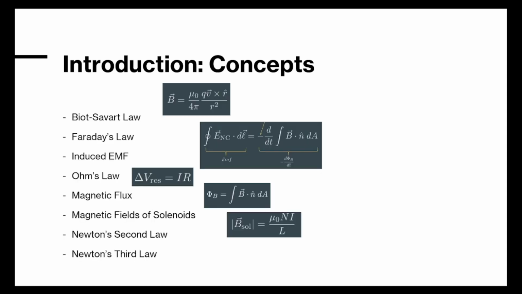So we have concepts first. Biot-Savart law, that's the law for calculating magnetic fields in general. Then we have Faraday's law, which includes induced EMF on the left side, and then we also have the magnetic flux on the right side. The induced EMF is basically the voltage that comes out as a result, which you can also see in Ohm's law, meaning the EMF is equal to IR as well, because voltage is equal to IR from Ohm's law. We have magnetic flux, which of course is a major concept in this, as it is in Faraday's law.